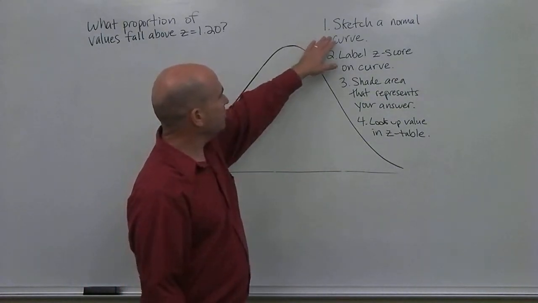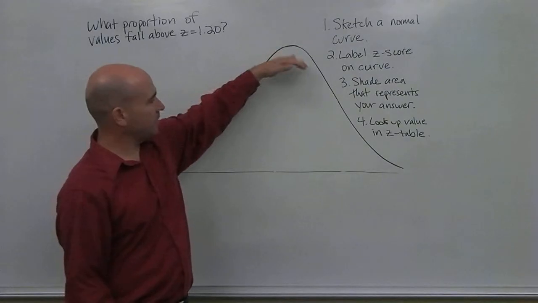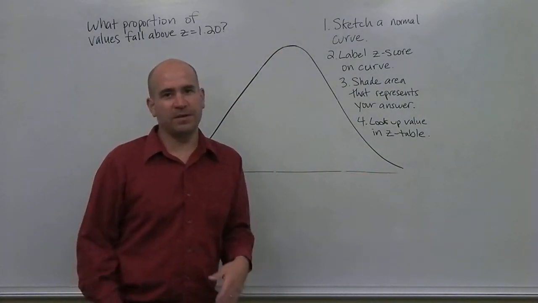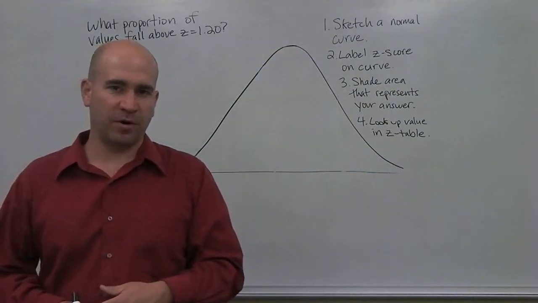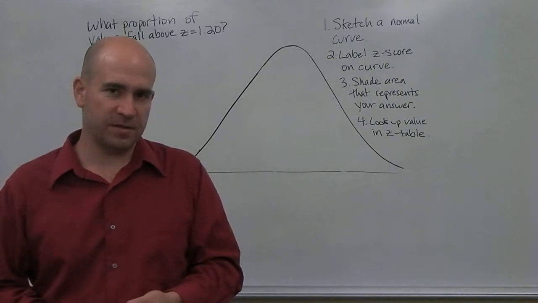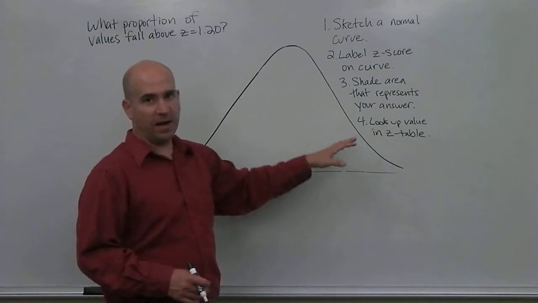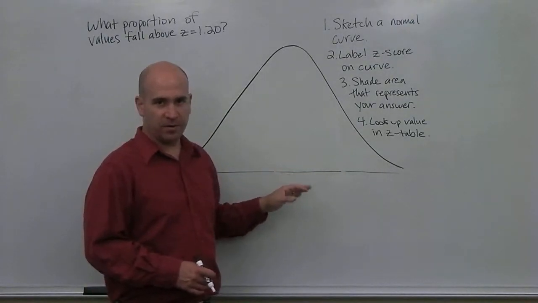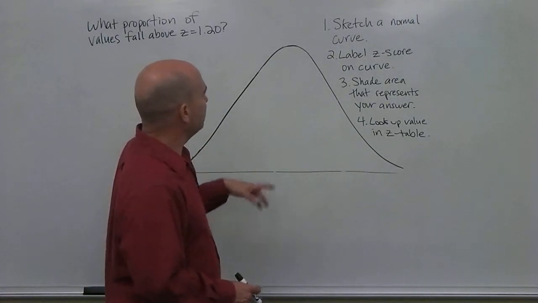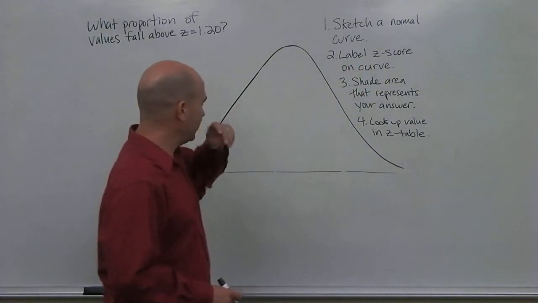The first thing you want to do is sketch a normal curve, and I have that here. Now it doesn't have to be a perfect normal curve. The purpose of sketching this is simply to help make sure that you find the right area under the curve for your answer. Next, we're going to label the z-score on the curve.